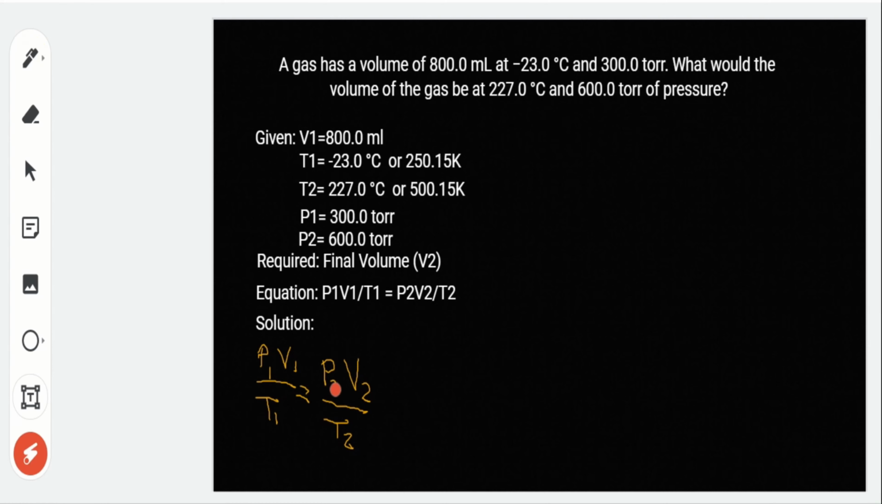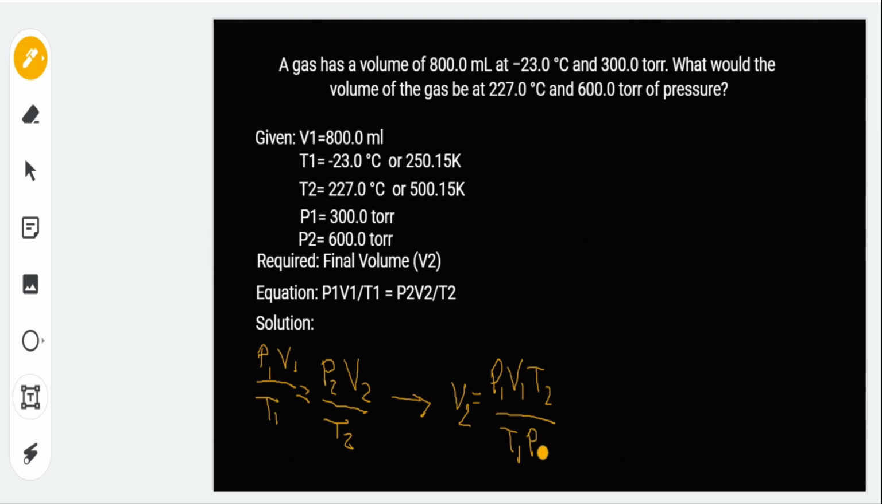So what we're going to do is move this final temperature here to this side, and the final pressure here. So our derived equation would be: final volume is equal to initial pressure times initial volume times final temperature of the gas over initial temperature times final pressure. So this is the equation we will use now since we're looking for the final volume.